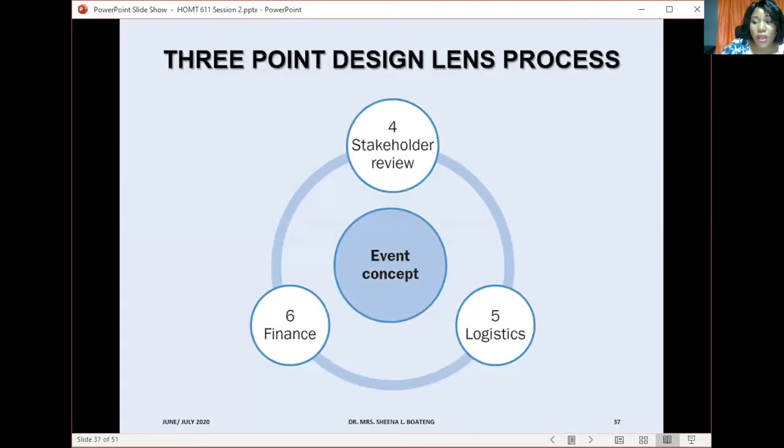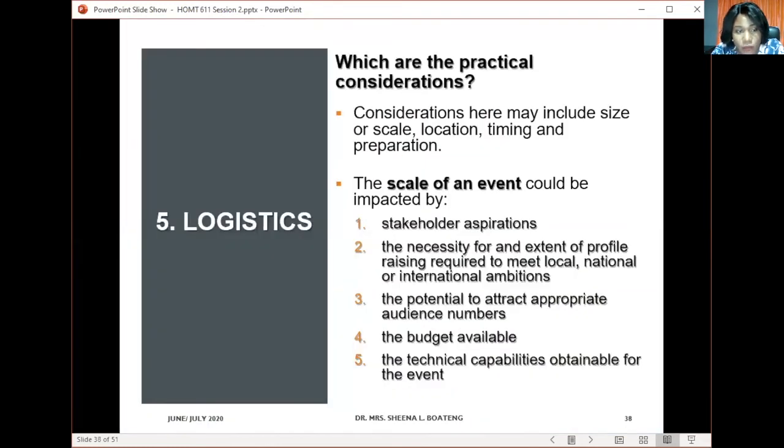So let's go on. Now that we are done with the stakeholder review, let's move into the logistics of the event. Once you are able to determine the stakeholders that you have for the event and the contribution that each of them will make to the event, you now have to think about the event logistics. And here you're asking yourselves, what are the practical considerations when it comes to the events that we are trying to organize? And under the practical considerations, you are looking at things like the size and scale of the event, the location of the event, the timing of the event, and the amount of preparation that you need to do to make the event happen.